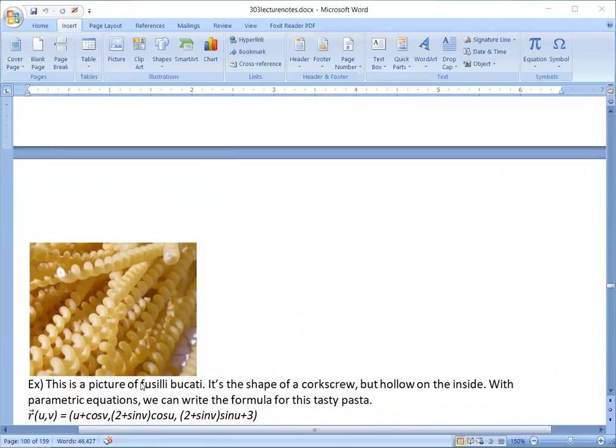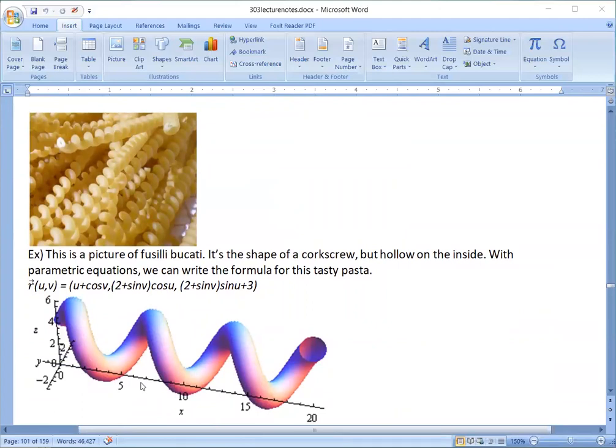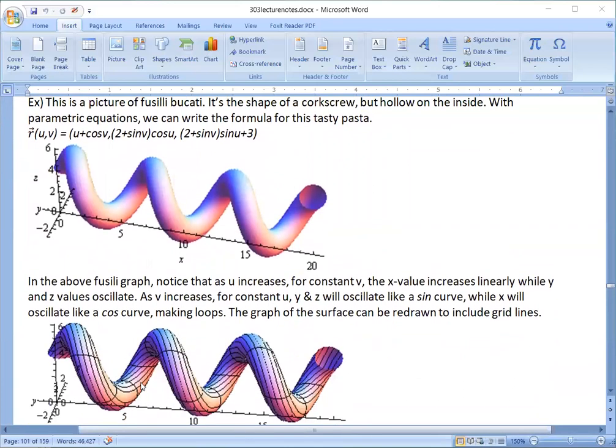And there's the formula. And there is the actual graph just based on that equation. So let's break this down and see what this formula is telling us in terms of the grid lines. Okay. Looking at the formula, we've got u plus cos v, comma 2 plus sine v times cos u, comma 2 plus sine v times sine u, and then plus 3. The plus 3 in the final coordinate just lifts the graph up, so we can skip that for a moment as we think about it.